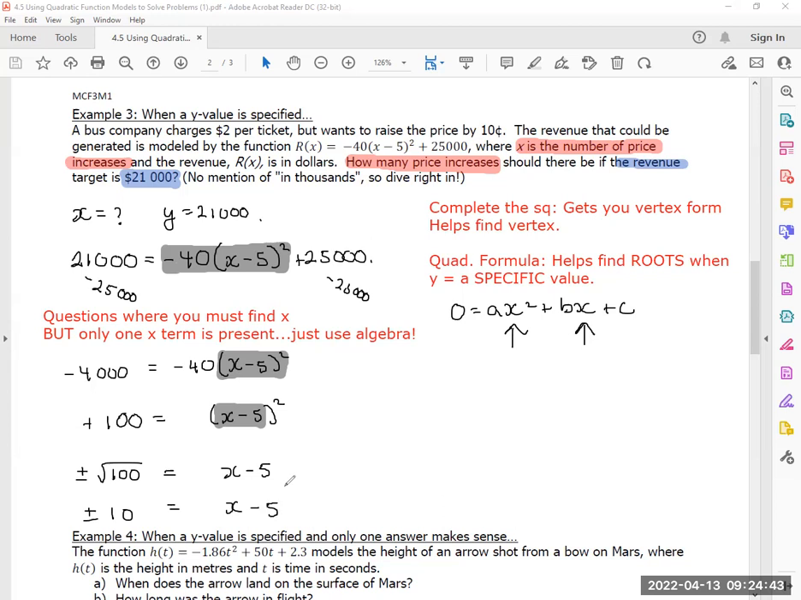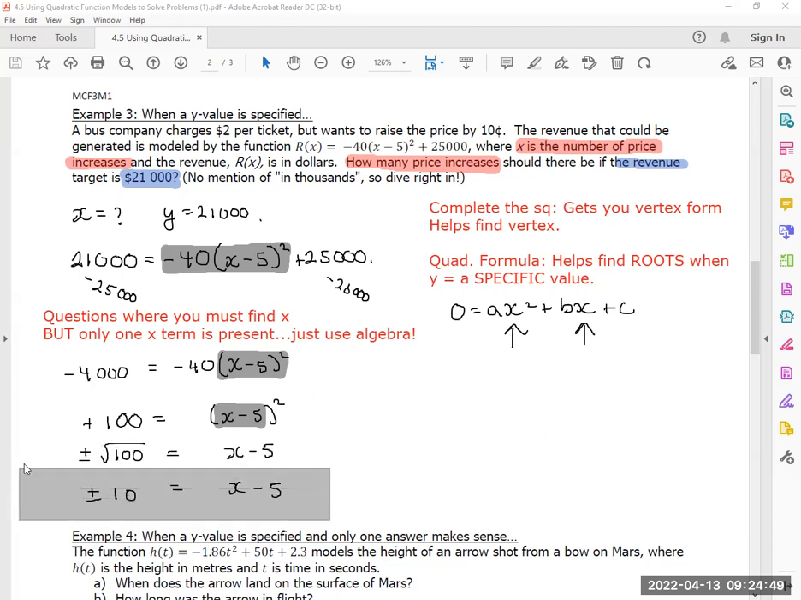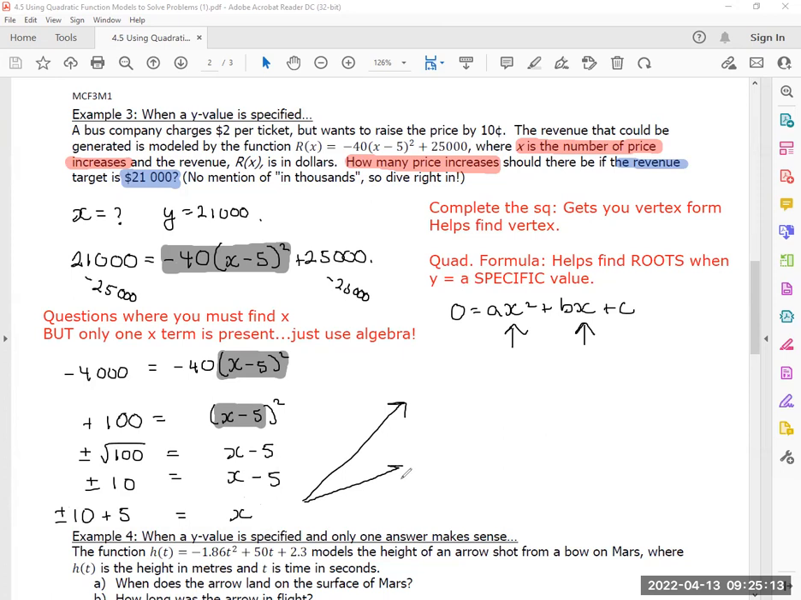I'm running out of space, so I'm going to push this up a little bit. And that brings us to our final line. How do I get x all alone? Well, subtraction of 5. Now that we're inside the bracket, you get rid of a negative 5 by adding 5 to both sides. Guess what? x is going to equal a positive 10 plus 5 or a negative 10 plus 5. What are my two answers? Let's do it this way.